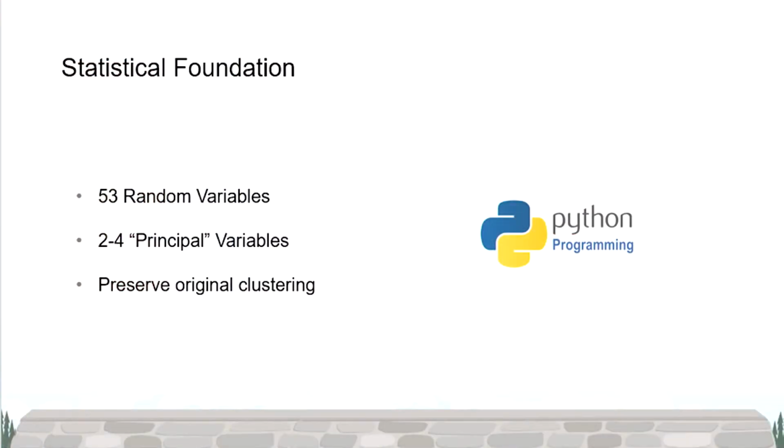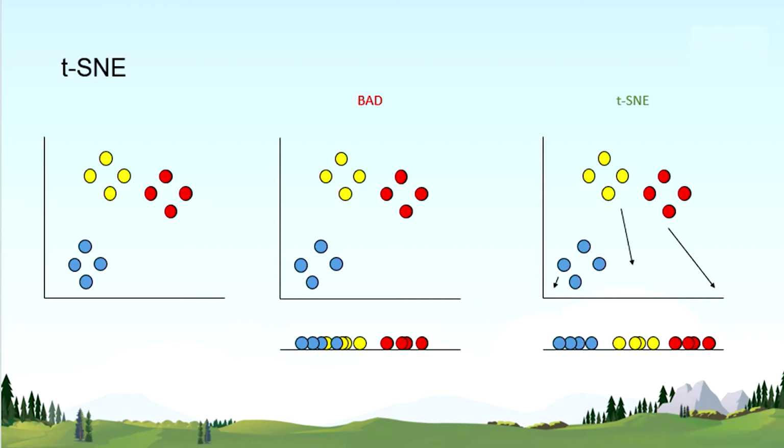The statistical foundation for this was a principal component analysis, which would take 53 random variables in the Salesforce object and reduce them down to 2 to 4 principal variables, which, for those of you who don't know, is essentially running a bunch of regressions on it until you can take it down to a lower level. So I visually represented what this looks like.